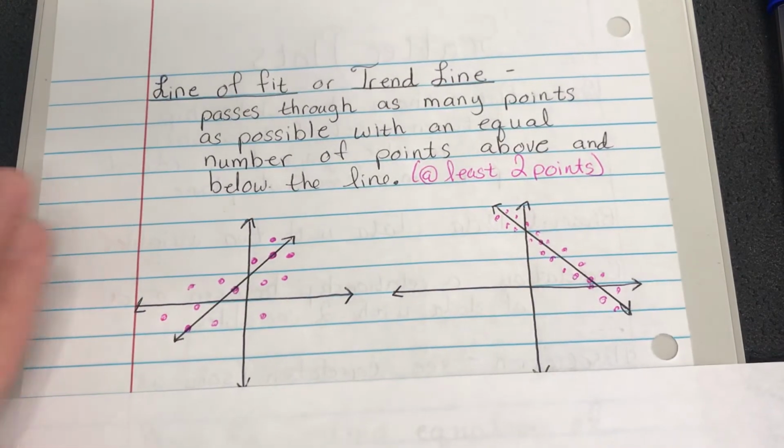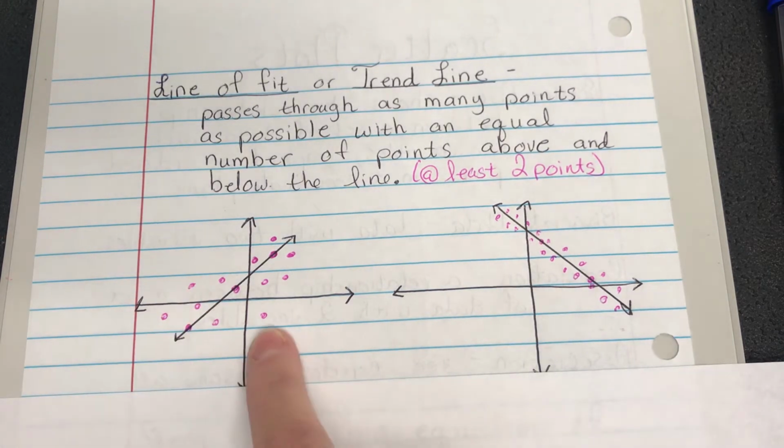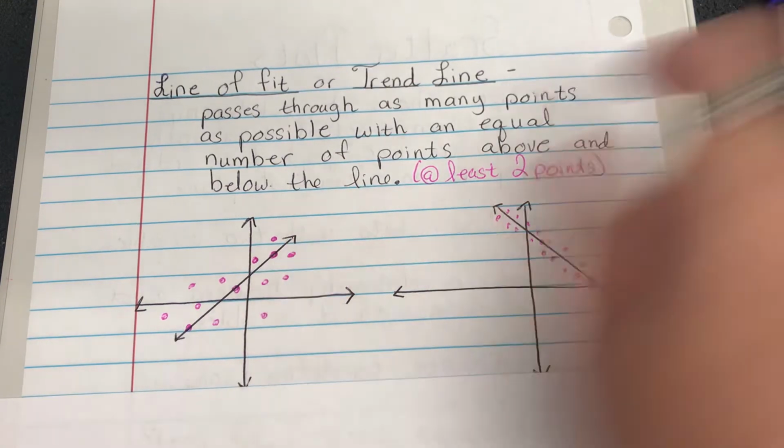Okay, the line of fit or a trend line. The line of fit or a trend line passes through as many points as possible with an equal number of points above and below the line, and at least 2 points. So what I mean by that is I want your line to go through the middle of the data and go through at least 2 points. So right here where you have this data, I went right here and was able to touch 3 points.